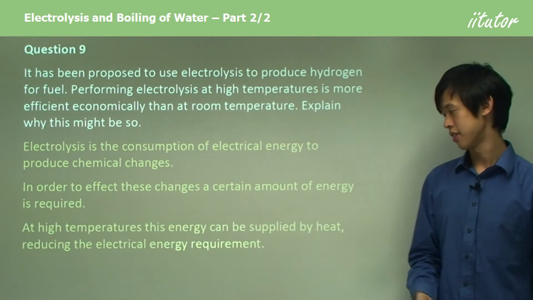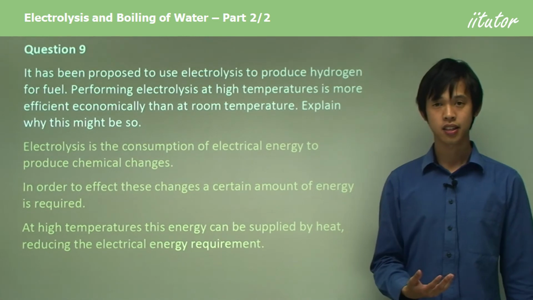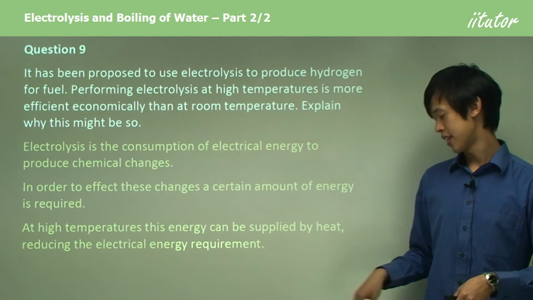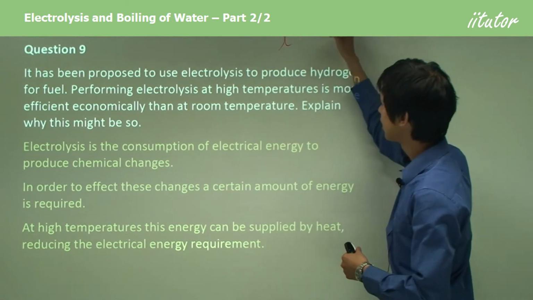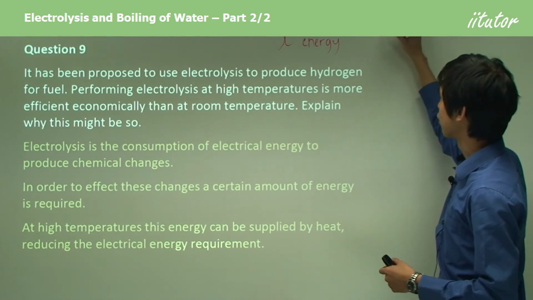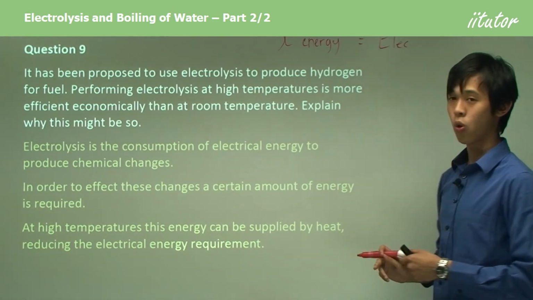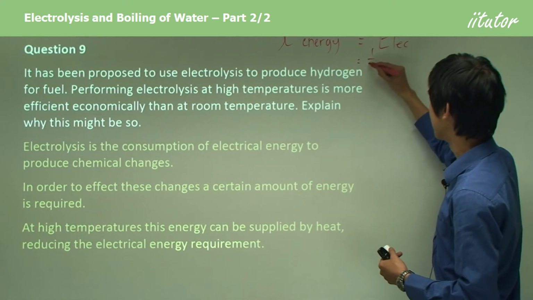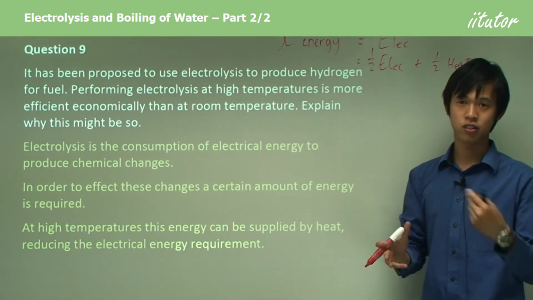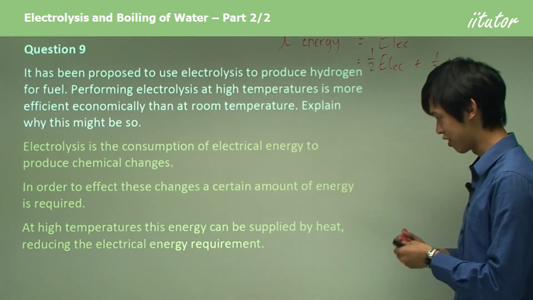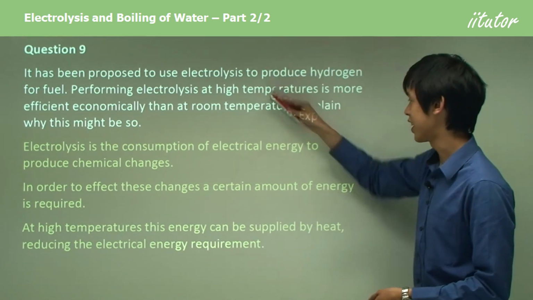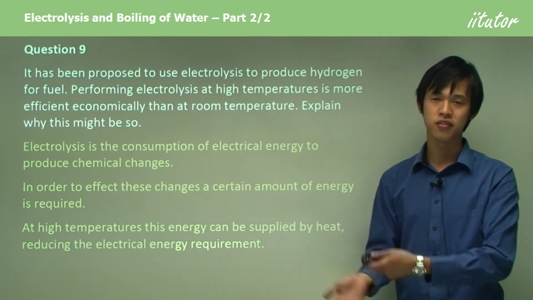At high temperatures, this energy can be supplied by heat, so we can reduce the amount of electrical energy that we need. So let's say you need X amount of energy. We could get all of that X from electricity, or we could get maybe half electricity plus half heat. So we could get some electricity and some heat, and so we can reduce the amount of electricity that we actually use. Now, again, we're just using one form of energy instead of another.